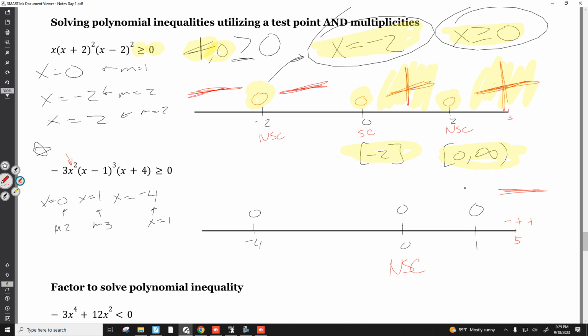Now, sign change, no sign change, sign change. When are we bigger than or equal to 0? Fortunately, we don't have any of the crazy extra points, but keep your heads up. We are between negative 4 and 1.